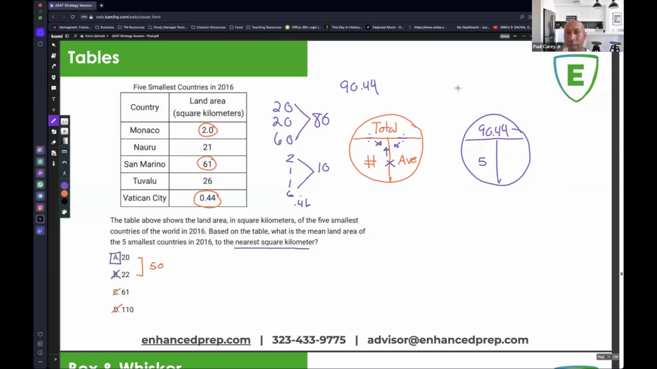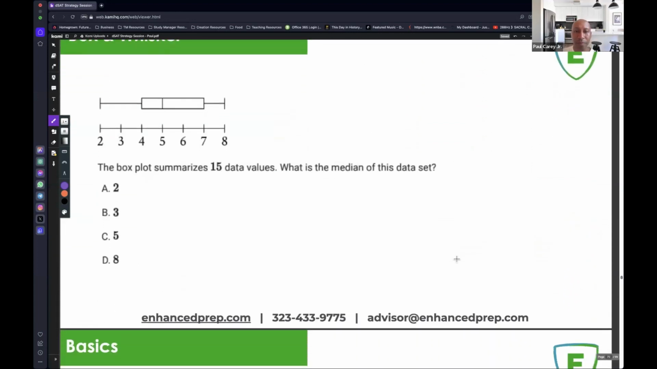So you can use this circle T for any type of average problem that you're working through, and that can help you out that way, okay?